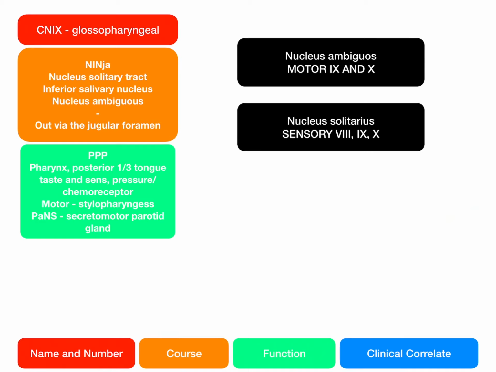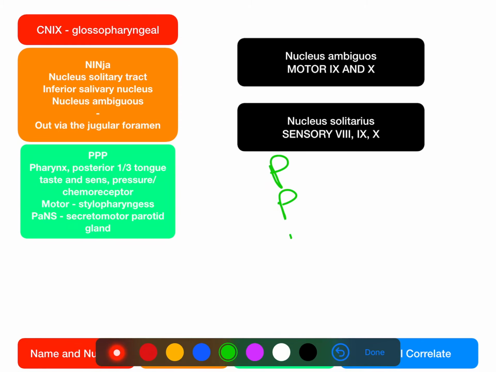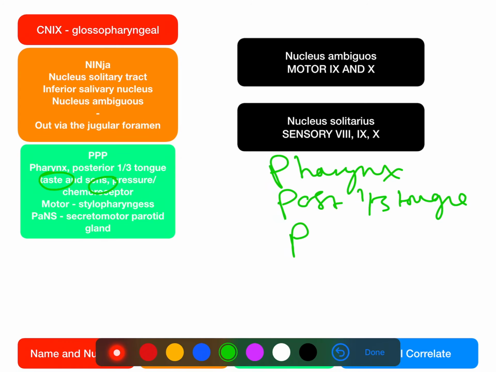So the function of cranial nerve 9 is very widespread, as you can imagine. But I like to think of the 3 Ps for sensory. So it supplies the pharynx, it supplies the posterior third of the tongue, and that is both taste and sensation. So unlike the front of the tongue, which is 5 and 7, 9 captures everything at the back. And then this thing is interesting, pressure and chemoreception.